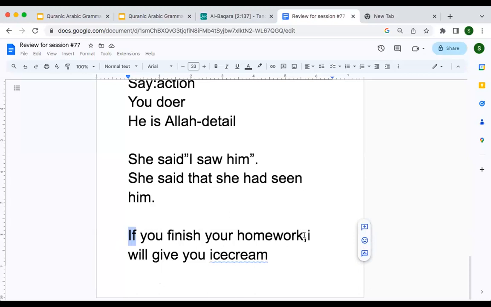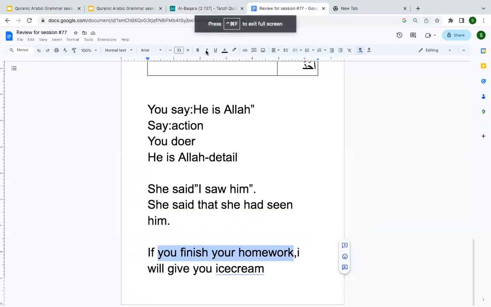So if I asked you, what is "you finish your homework"? "If you finish your homework" is not an amr, right? It's just a shart, a condition sentence, the whole condition sentence. I'm not asking, I'm giving a condition, I'm setting a condition, right? And there is another way, when it will be an amr, that I will teach you too.